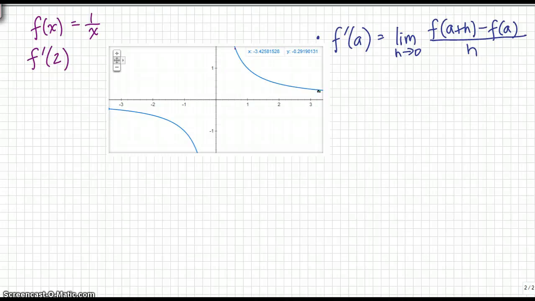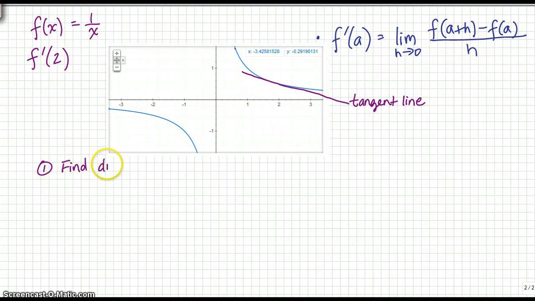If I try to sketch in a little bit of what a tangent line looks like, I could get an idea of what the slope might look like through something like this. So this is going to be my tangent line. And it's definitely going to be a negative number, it looks like. So I have an idea of what I'm looking for while I'm doing this problem. The procedure here is going to be to find the difference quotient and simplify. So that's our step one, find the difference quotient.